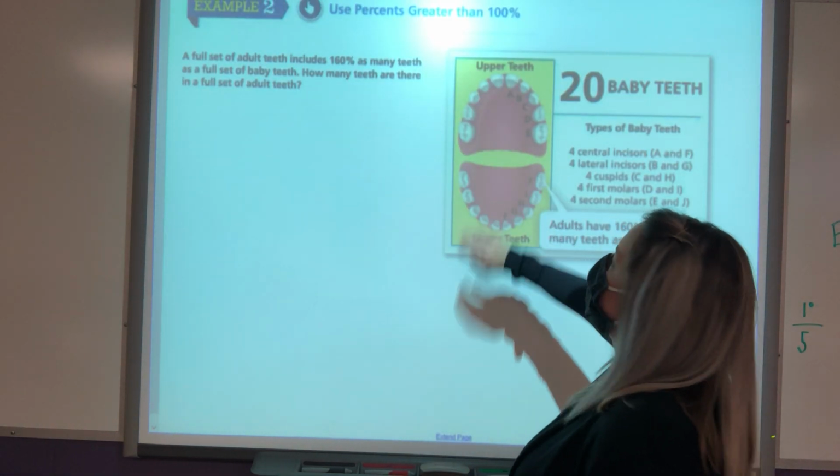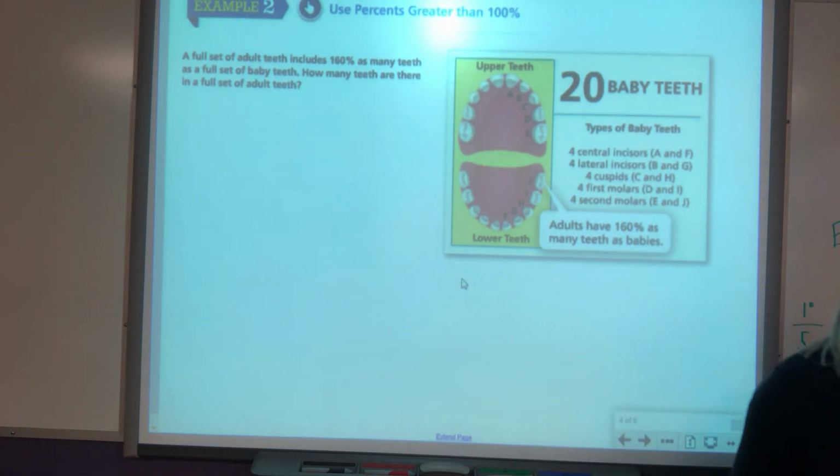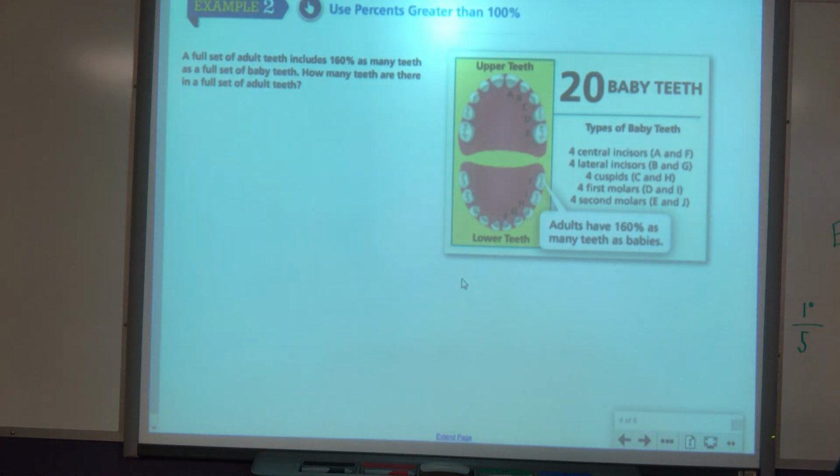All right. Okay. So now let's look at our next problem here. A full set of adult teeth includes 160% as many teeth as a full set of baby teeth. How many teeth are there in a full set of adult teeth? So as an adult, you have more teeth than a baby, right?